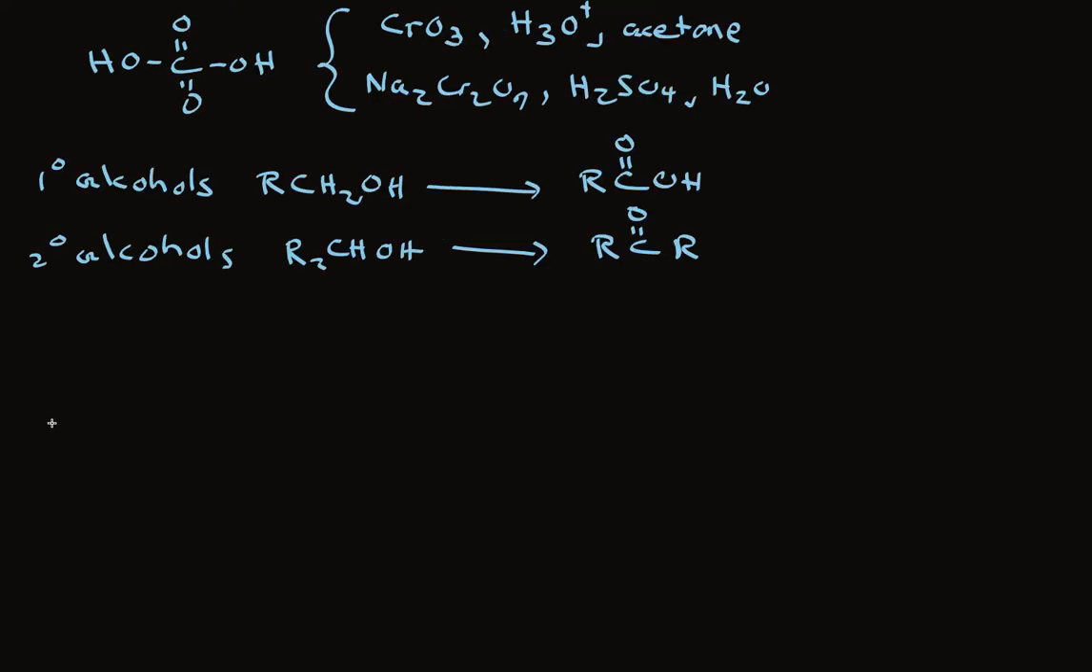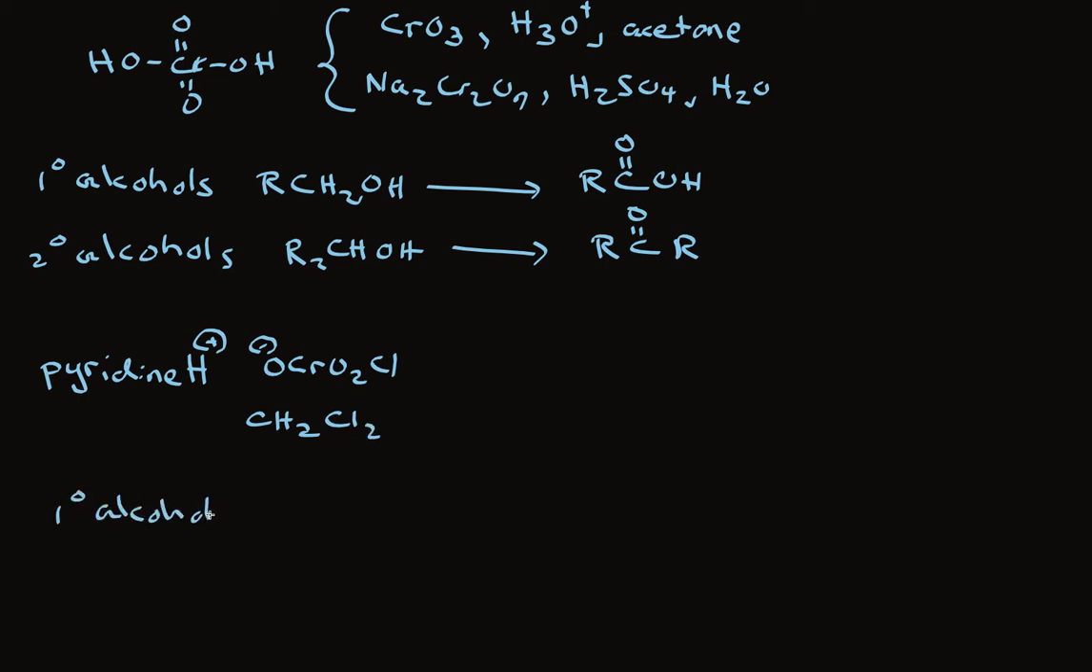The second oxidizing agent that's based on chromium that we're going to learn is pyridinium chlorochromate. Pyridine is a compound, an amine base, so it can be protonated, and then it is pyridinium. And the chlorochromate is this, and in methylene chloride, which is anhydrous, primary alcohols, RCH2OH, are oxidized only one oxidation level up, not two. So the product is an aldehyde, not a carboxylic acid.